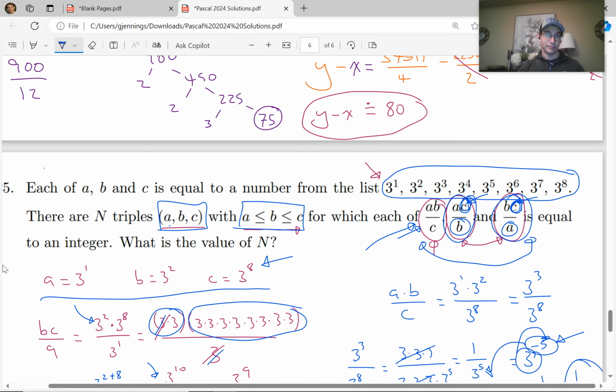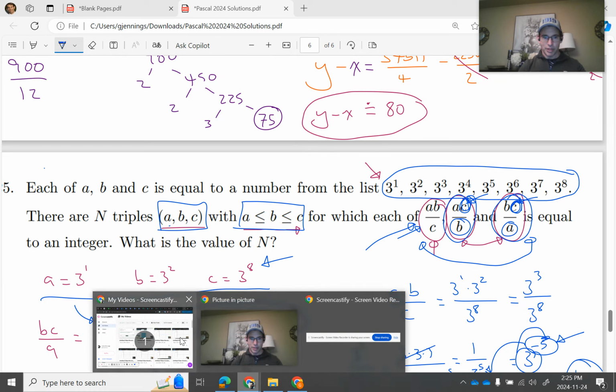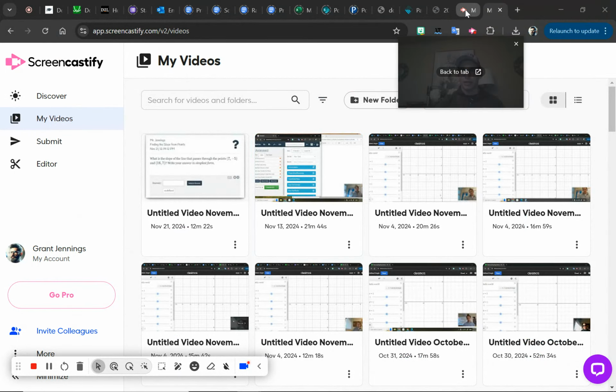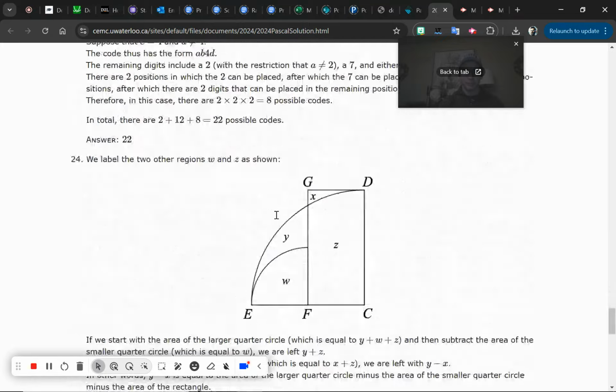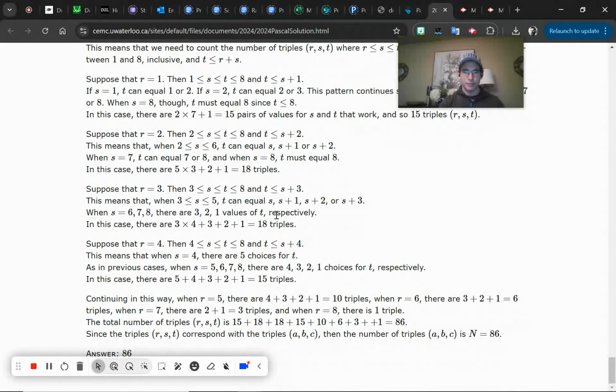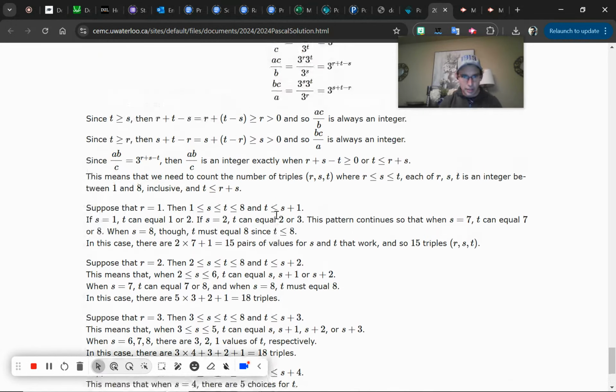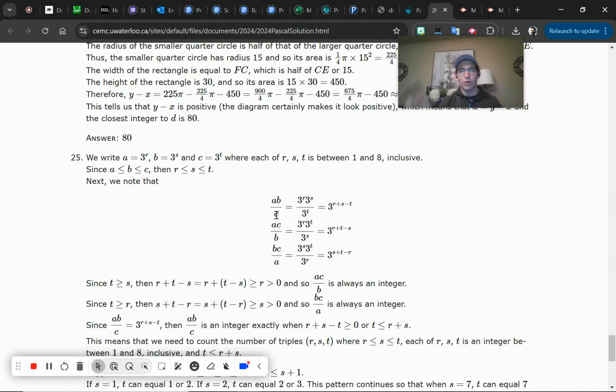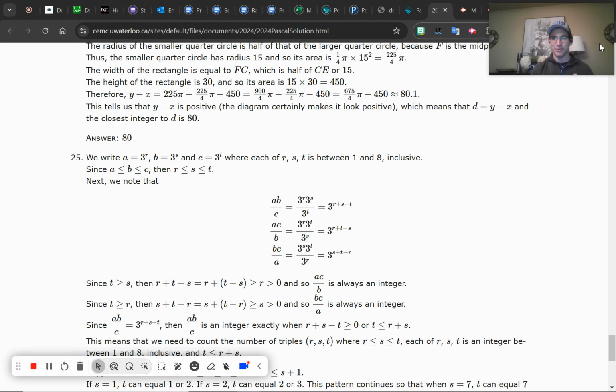86 triples. Cool. Let's see if I'm right, everybody. I happen to have the answers open over here. 86. Yeah. Oh, they did something different. They created like little R and S and T notations for the exponents. How formal of them. I did not do that. This was a just give me the right answer type test, so I wasn't that formal.